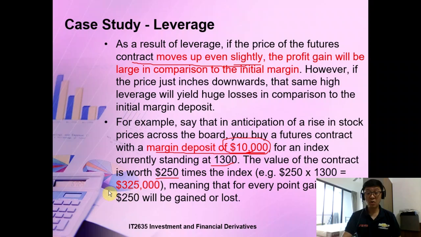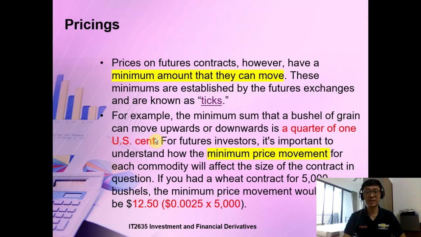So the value of the whole contract is actually worth $325,000. So every point, every tick is actually 250. Which means that you are using $10,000 to play with a contract value of 325,000. That's how many hundred times? Almost 300 times. No, sorry, almost about 30 times. So with 10,000 you are playing with so much money. Basically, you're playing that contract value.